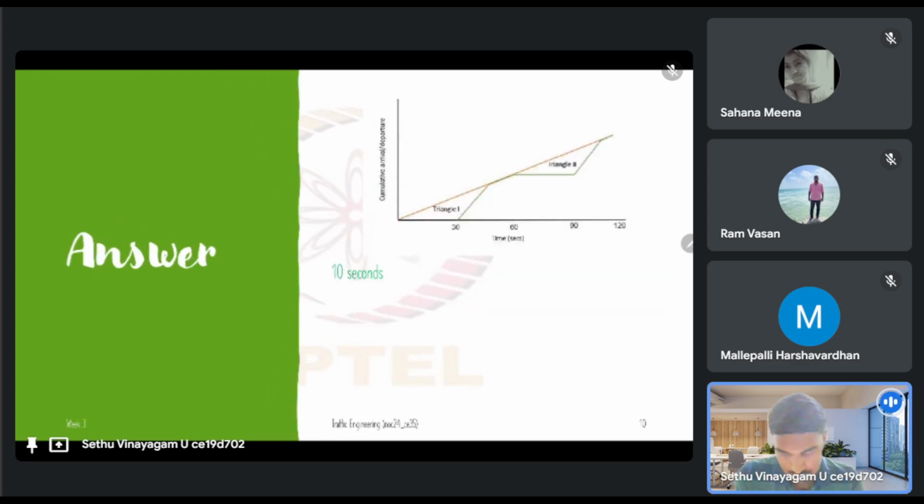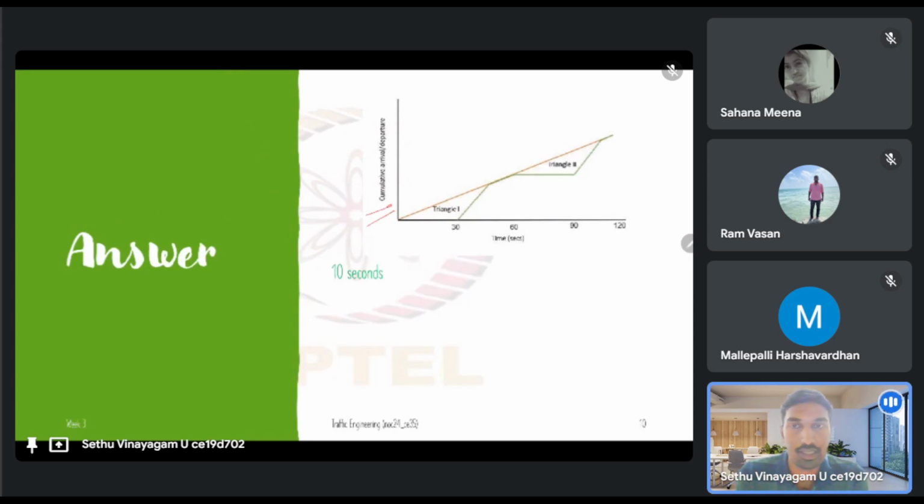So the answer is actually 10 seconds. That is the average delay in one cycle. And how do we get it, right? Whenever you want to solve these kinds of questions where you want to calculate the delay, you need to first draw the arrival and departure curves.